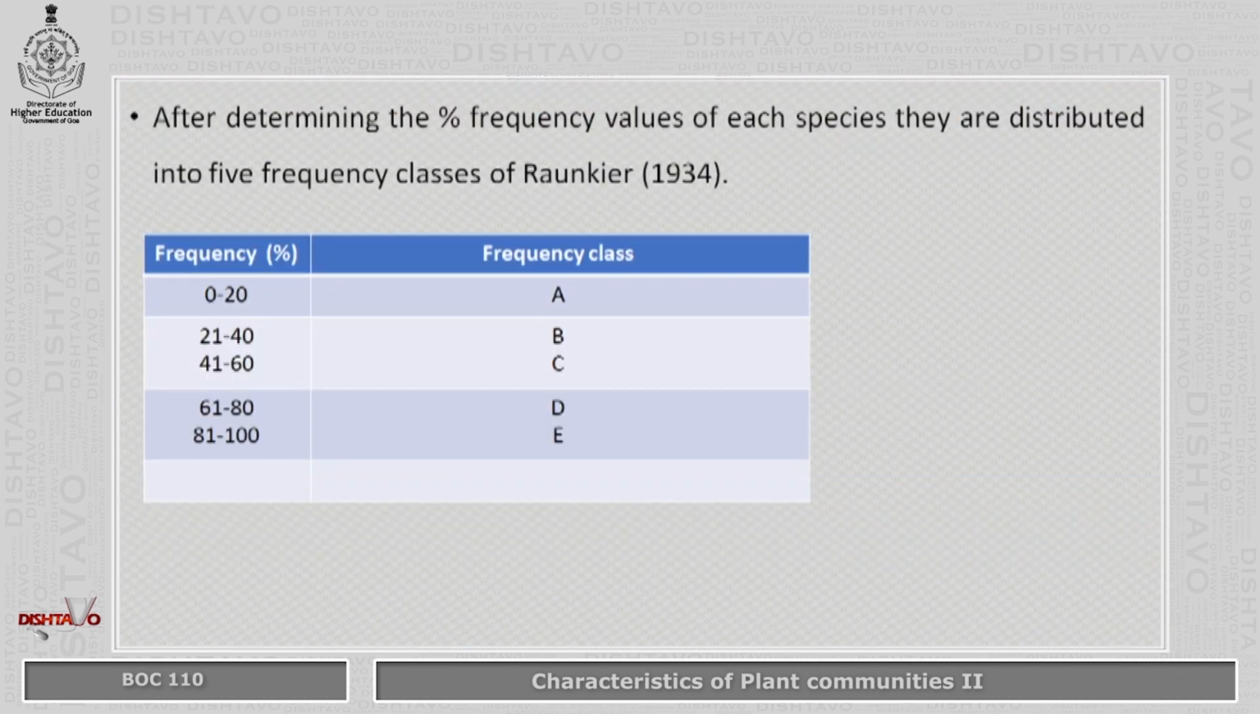After determining the percentage frequency values of each of the species, they are then distributed into 5 frequency classes of Raunkiaer from 1934. These are the classes: if the frequency is from 0 to 20%, it comes under frequency class A; 21 to 40%, class B; 41 to 60%, class C; 61 to 80%, class D; and the last, 81 to 100%, is the highest class, E.